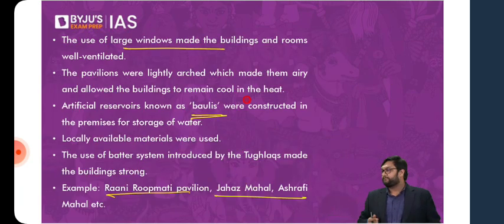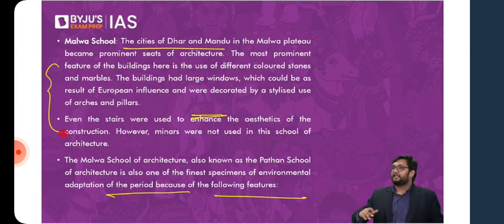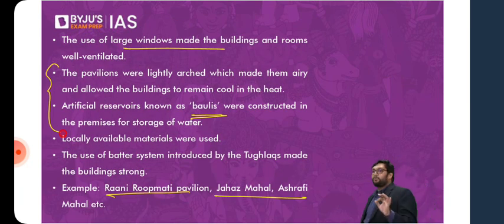You can use this information in your essay by saying that it is not that green buildings were made or are being made only today. Green buildings have been made since the Mughal period, since the Malwa architecture, because they were conscious of it. So artificial cooling was not needed. Over and above that, there is a certain type of ventilation. This is a very interesting thing which you will find in Malwa.